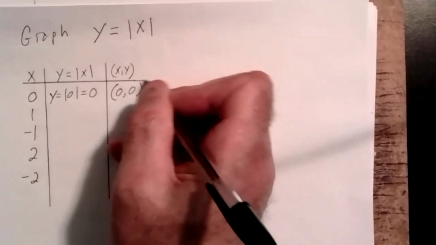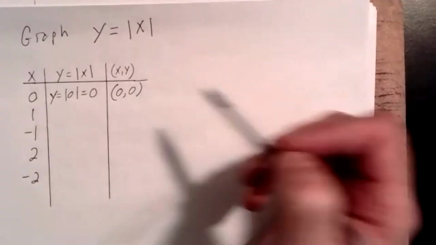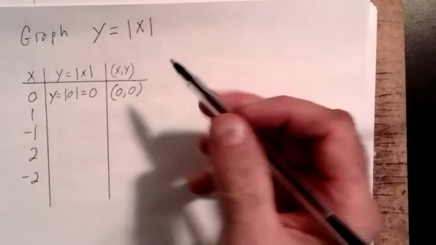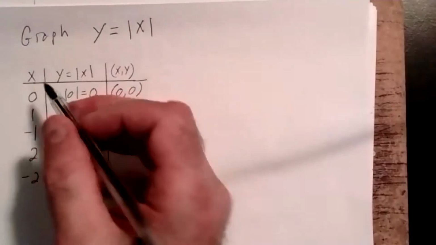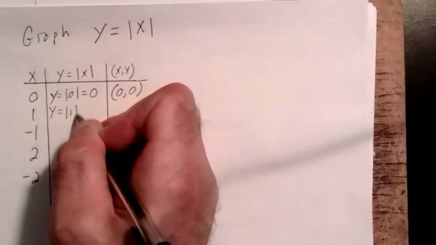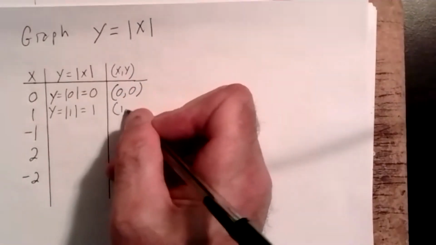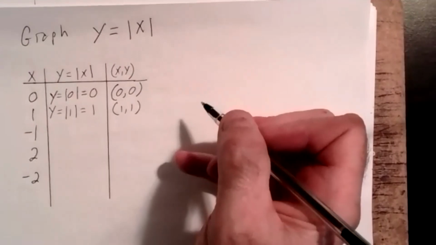So therefore, the graph of this absolute value equation must contain the point (0, 0). To find another ordered pair solution, let x be 1. So if x is 1, y is the absolute value of 1. The absolute value of 1 is 1. Hence, we have (1, 1) as another ordered pair solution.